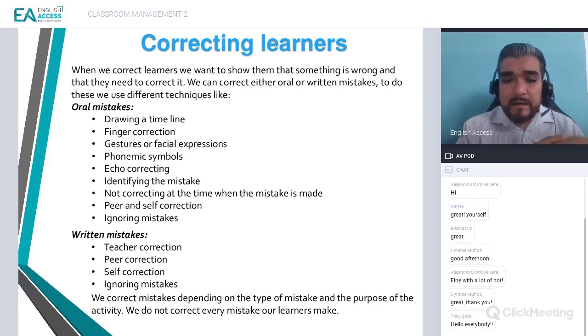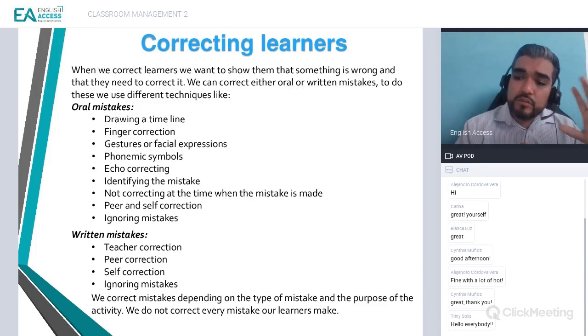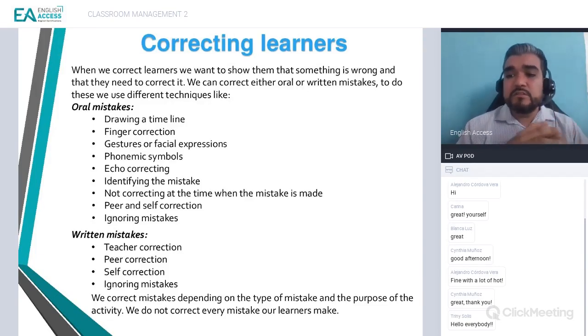We also use the finger correction, right? That we said is basically when you don't have the board next to you, right? Or you have the student a little bit far and you want to show the student the mistake, so you use your fingers so the student can identify the mistake, right?